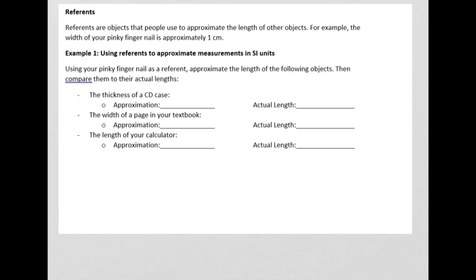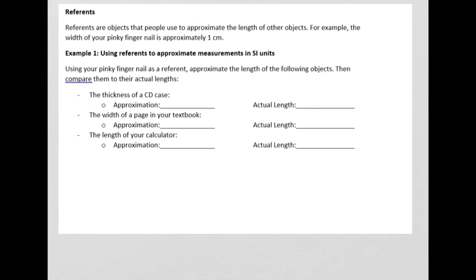So those are called references. They're either things on your body or other things that you have laying around that you know are approximately a certain length, and you use those things to approximate the lengths of other objects. Make sense? So I want you to use your pinky nail as a reference, and approximate these three objects.